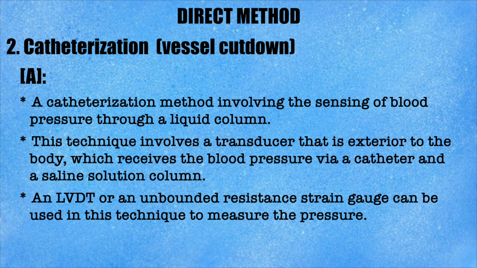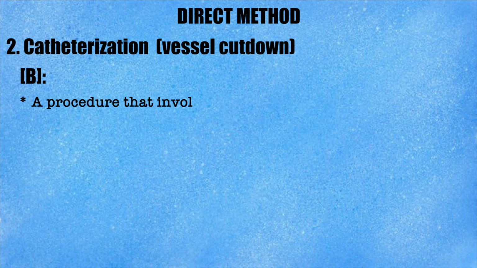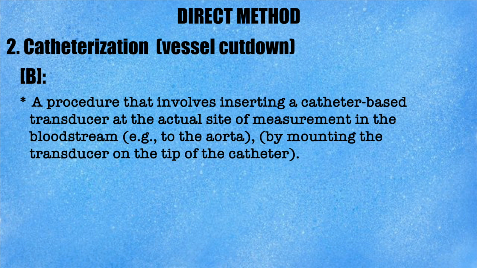Now coming to the second option, a procedure that involves inserting a catheter based transducer at the actual site of measurement in the bloodstream, for example into the aorta, by mounting the transducer on the tip of the catheter.